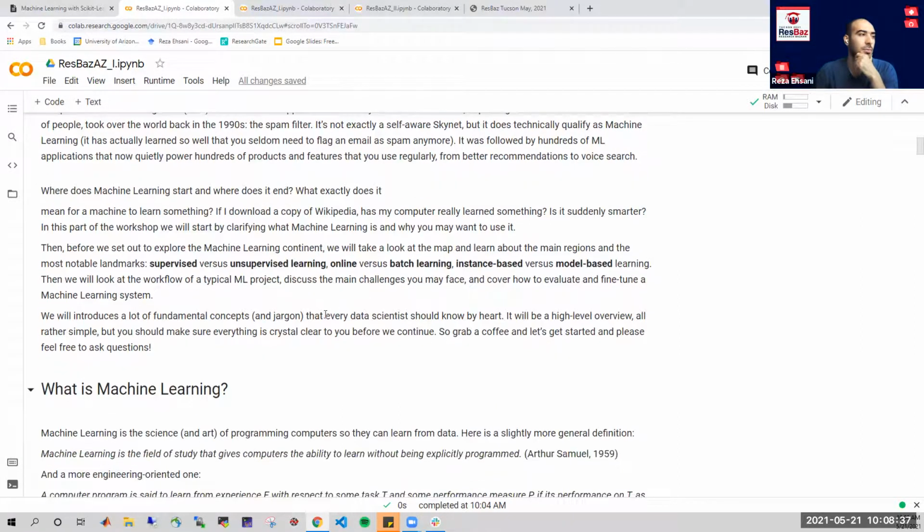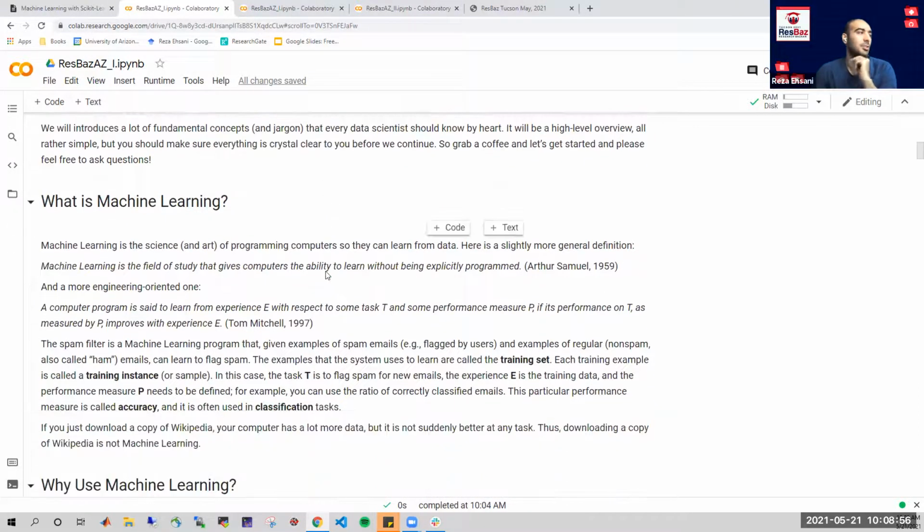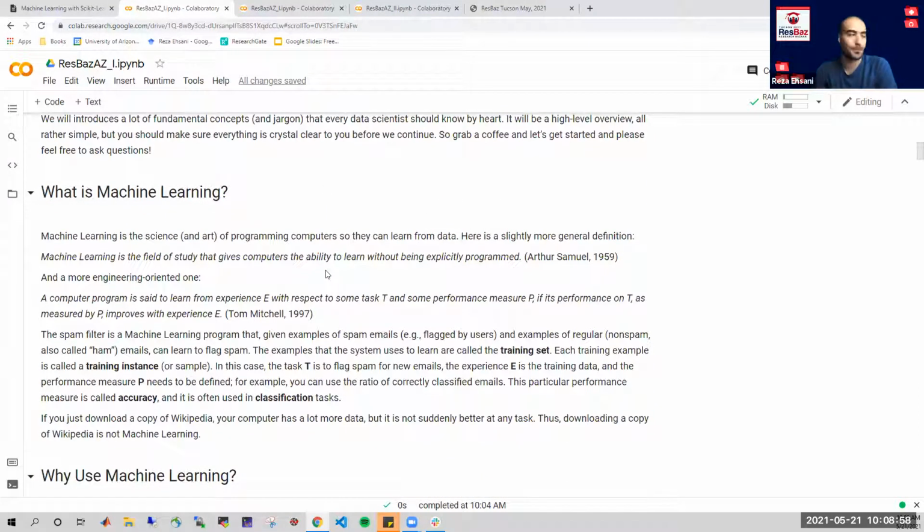And then we will talk about fundamental concepts and jargon of machine learning. These are concepts that you need to know by heart if you are trying to be a data scientist. So these are really important concepts, so please stop me whenever you have questions. Let's start with the definition of machine learning.